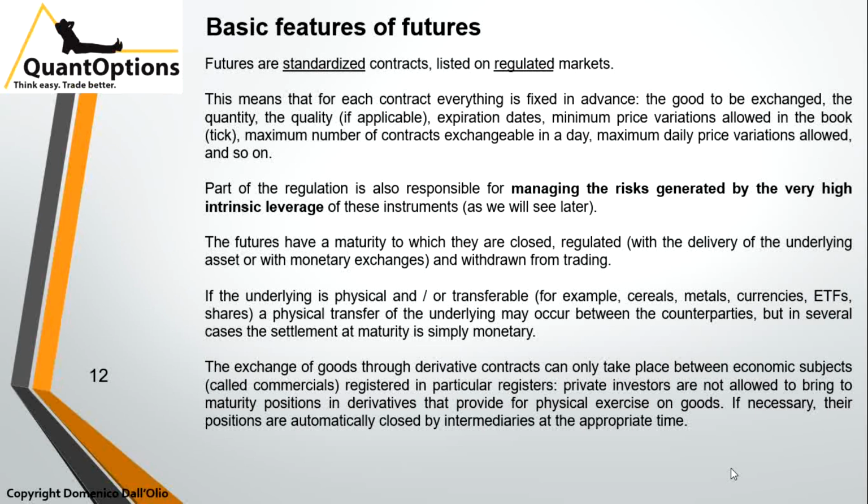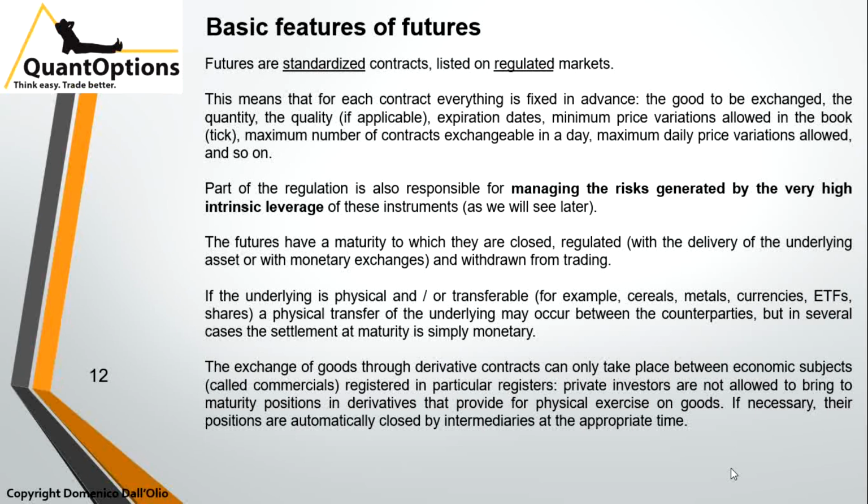Futures have a maturity at which they are closed and settled, and they can be settled either with the delivery of the underlying asset or with monetary exchanges, and then withdrawn from trading. Then a new series of futures is issued in the market. If the underlying is physical and transferable, just to say cereals, metals, currencies, ETFs, and also shares, a physical transfer of the underlying may occur between the two counterparties, but in several cases the settlement at maturity is simply monetary.